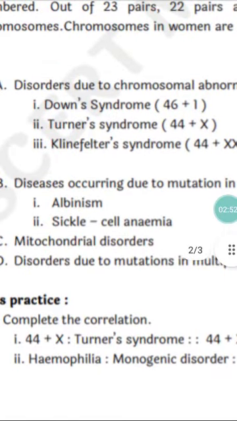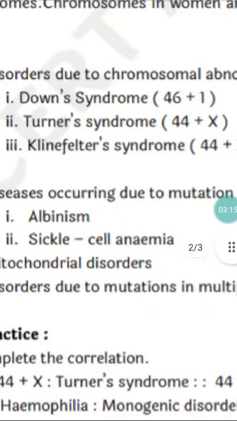The first one that we had seen is Down syndrome. Down syndrome is also called trisomy of the 21st chromosome, meaning one extra chromosome is present, so it is also called 46 plus 1, meaning in total there are 47 chromosomes. The second one is Turner syndrome. Here one chromosome is less, that is 44 plus 1 X chromosome.